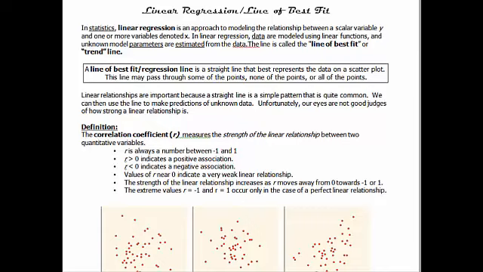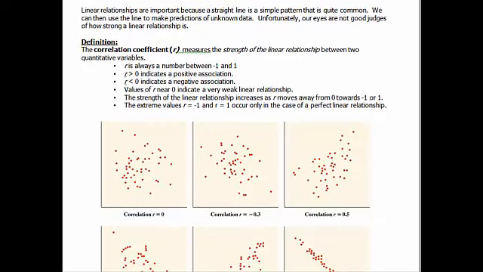But the line of best fit, the regression line, the trend line, are lines that best represent the data on a scatter plot, given that it is a linear relationship. The line may pass through some, none, or all of the points. That's very important. To find how well the line fits the data, we look at the correlation coefficient.